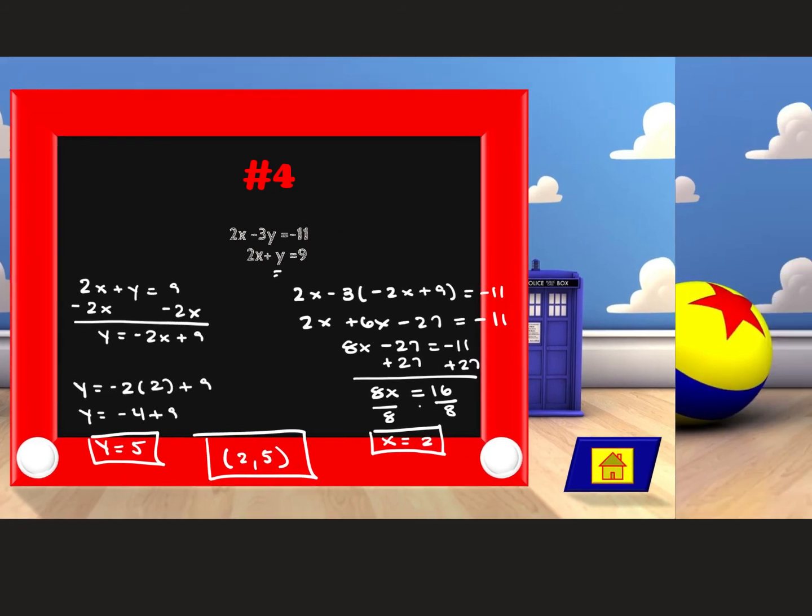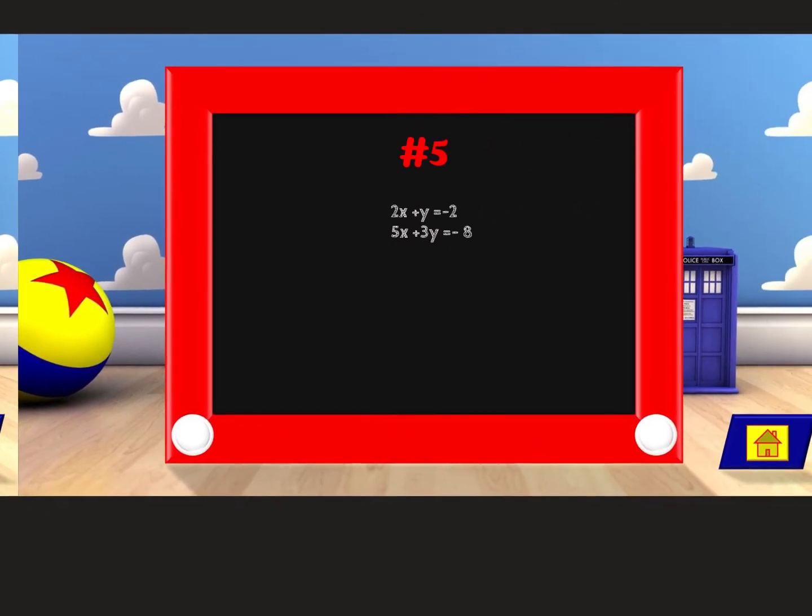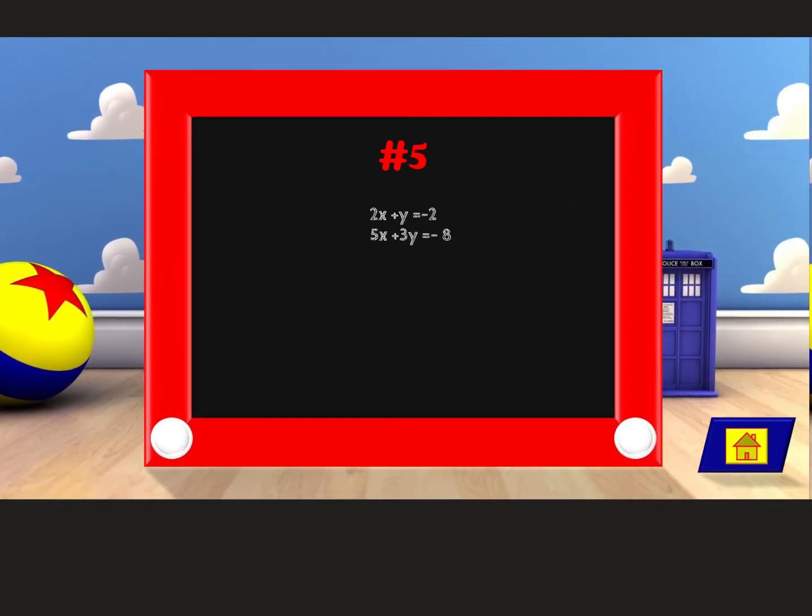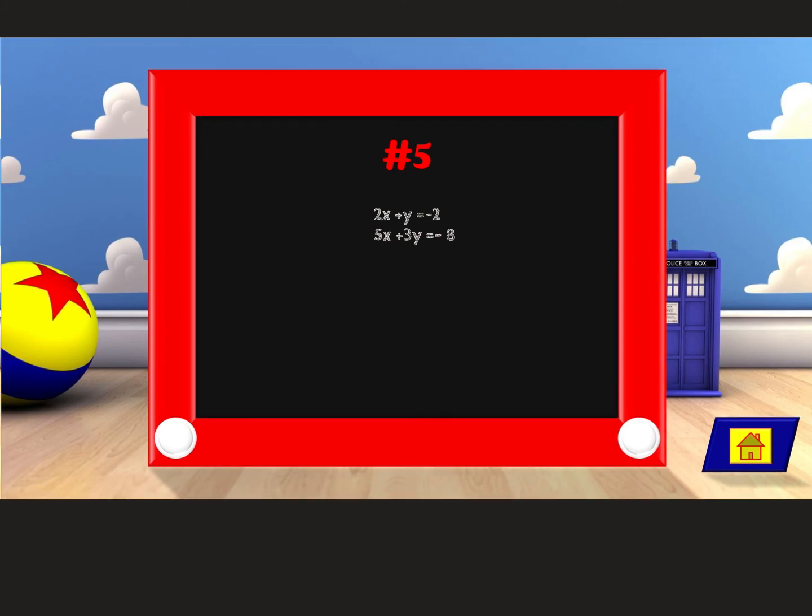All right. Number 5, very similar situation. Here we have our 2 equations for our system, and we can definitely see that neither one of them is solved for a specific variable. But we can see that y has a coefficient of 1. So I have 2x plus y is equal to negative 2. Solving for y, we're going to subtract 2x from both sides, and we get that y is equal to negative 2x minus 2. Now we're just going to plug that in for y.